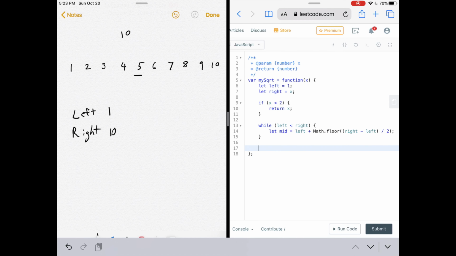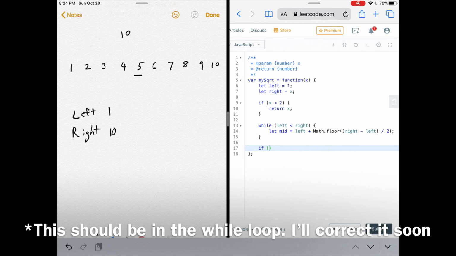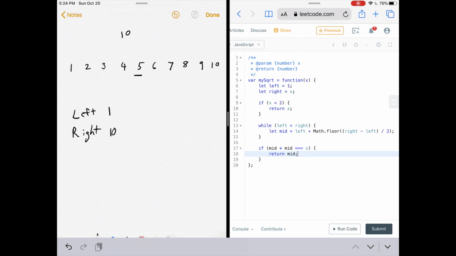So what's the next step? We multiply our midpoint by itself, and we check to see if that equals the target. So if mid times mid equals x, so if 5 times 5 equals 10, what would we do? We would return the midpoint. But is that the case in this example? No, it's not, because 5 times 5 equals 25. It doesn't equal 10. So what's the next step?